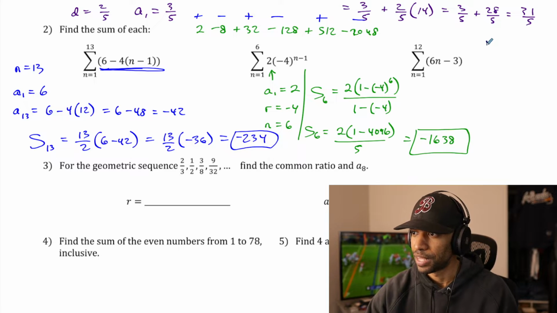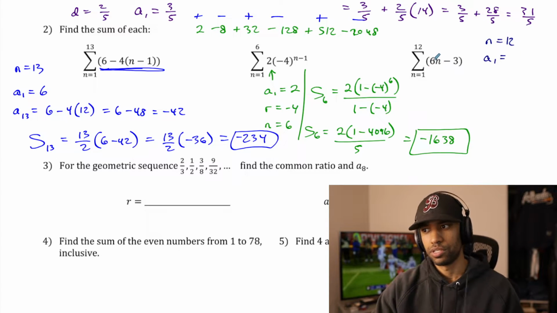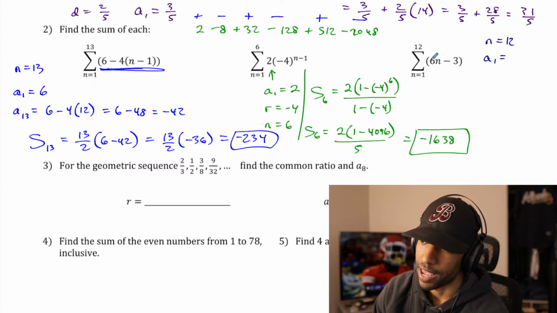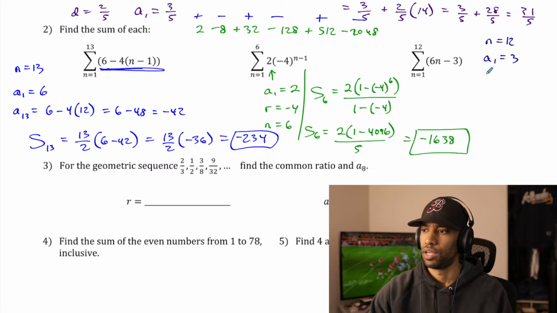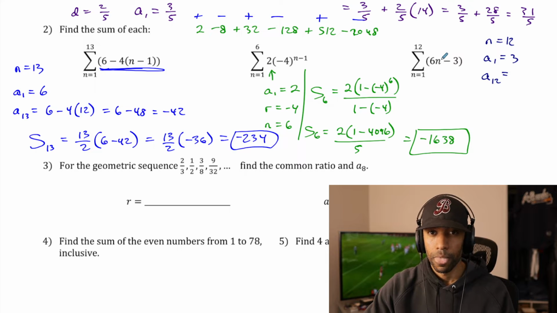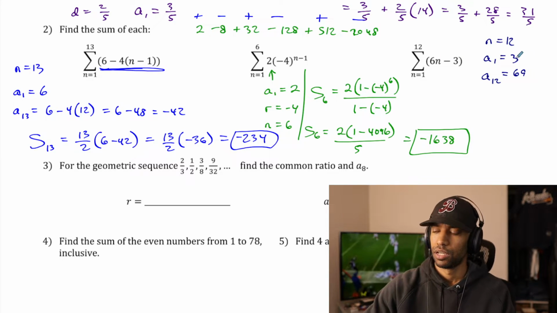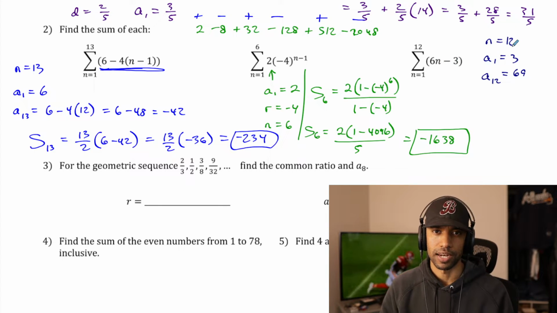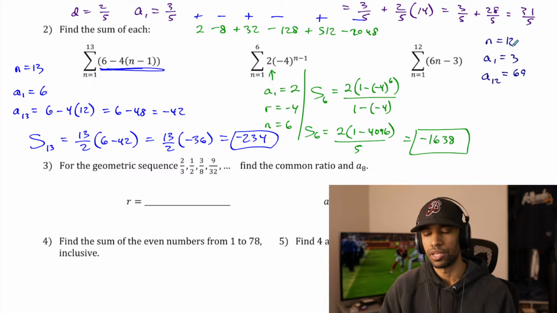From 1 to 12, that's 12 terms. The first term, don't just say it's 6, it's not. Substitute 1 for n. 6 times 1 is 6, minus 3 is 3. And the 12th term, 6 times 12 is 72, minus 3 is 69. So this is an arithmetic sequence because it has a common difference. The common difference is 6.